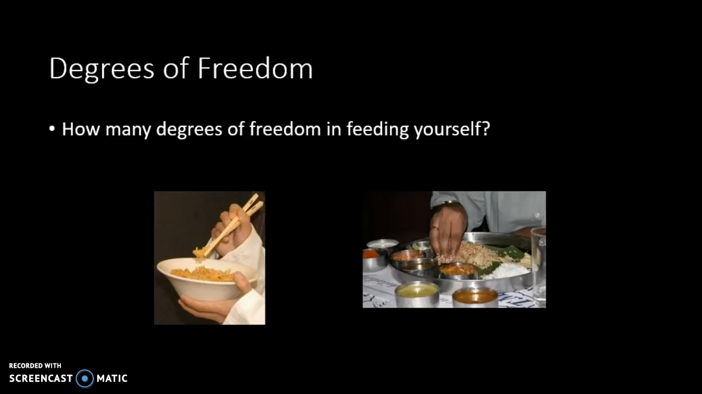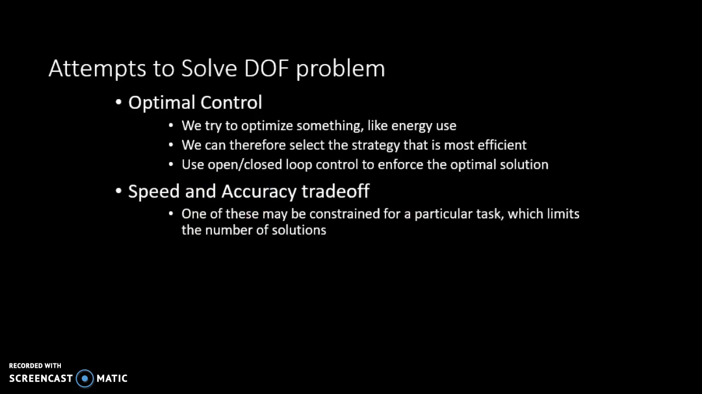So if you look at this, how many degrees of freedom are there in just feeding yourself? Well, each of our joints has a certain degree of freedom. There are several different possibilities in which we can move those joints. And so how do we select the best one? To solve this degrees of freedom problem, we can look at the speed accuracy trade-off and optimal control.